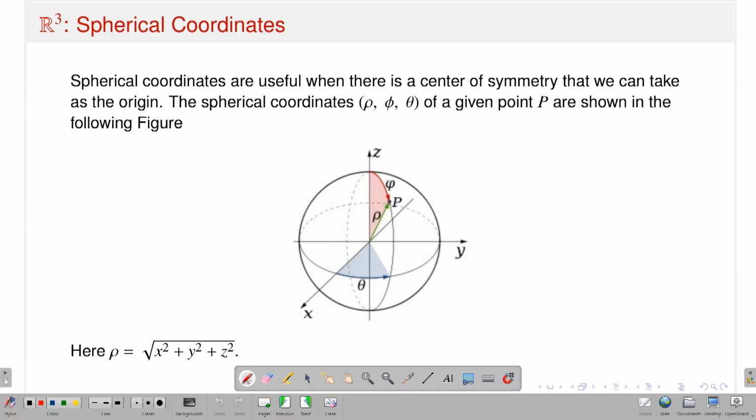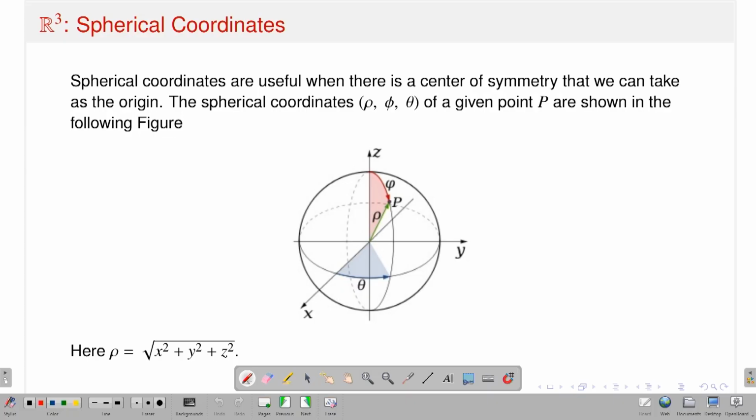These spherical coordinates are useful when there is a center of symmetry that we can take as the origin. Spherical coordinates, basically rho, phi, theta of a given point, are shown in this figure. Basically, rho is the distance between the origin and that point P. So rho is equal to the square root of x squared plus y squared plus z squared. That is the distance from the origin to the point P.